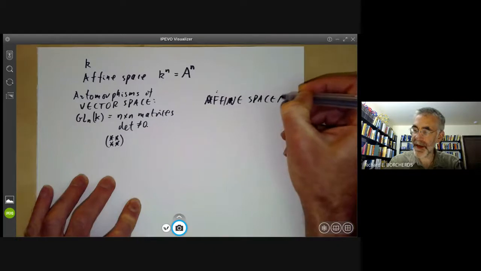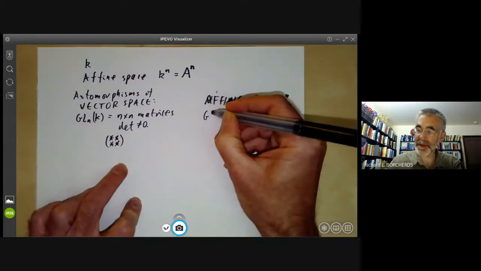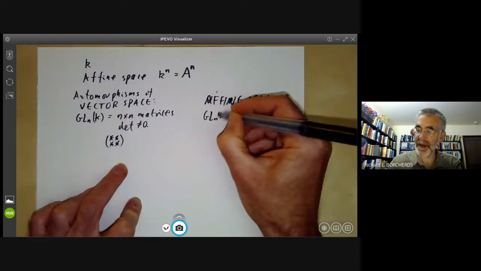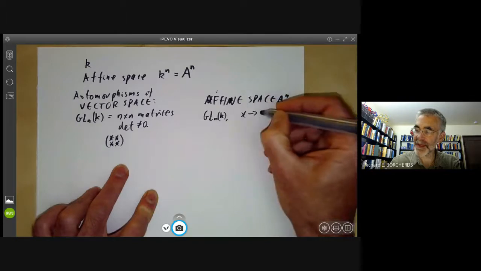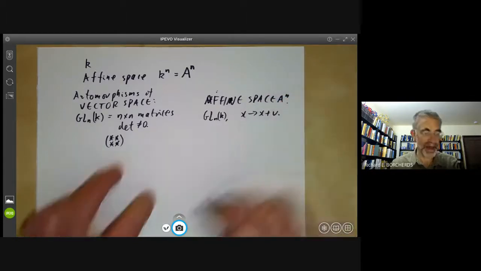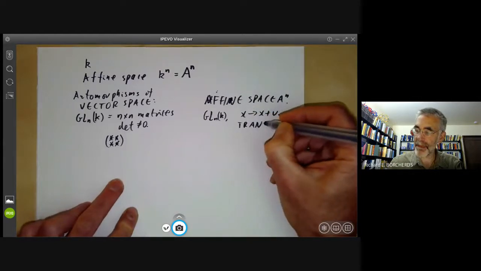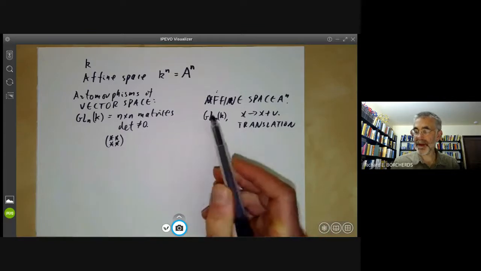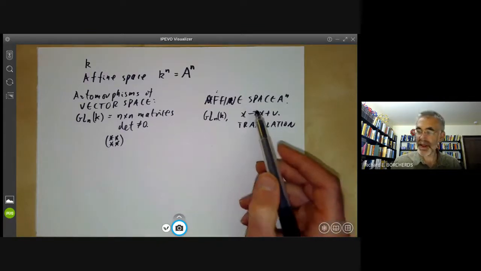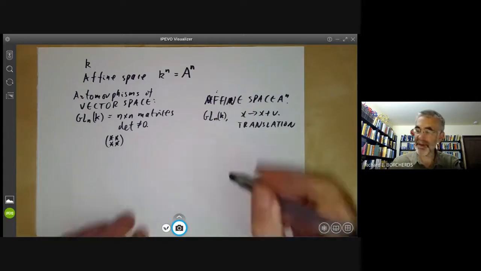On the other hand, if you look at affine space A to the N, then the automorphisms include all linear transformations GLN of K, but they also include translations where you map any point X to X plus V for some fixed vector V. So these are the translations. So this group has dimension N squared and this group has dimension N. So the full group of symmetries of affine space has dimension N times N plus 1.